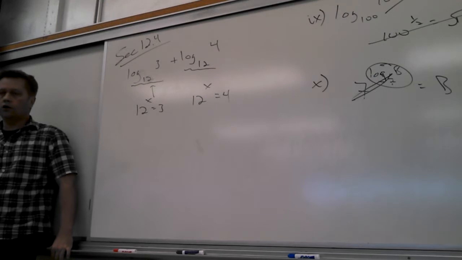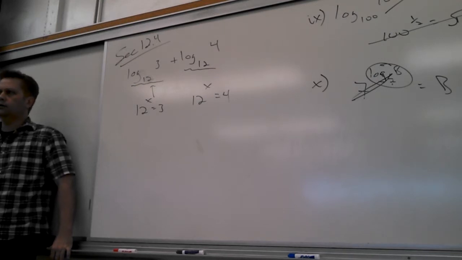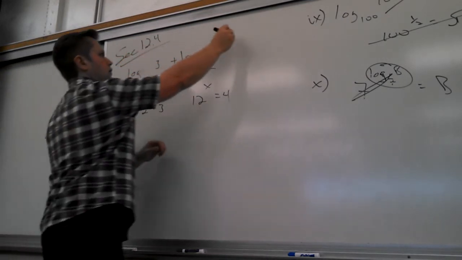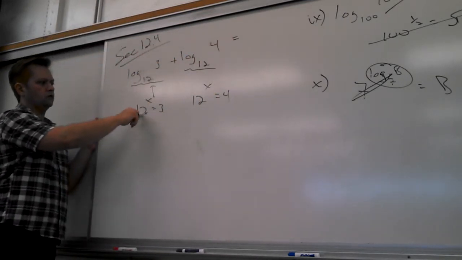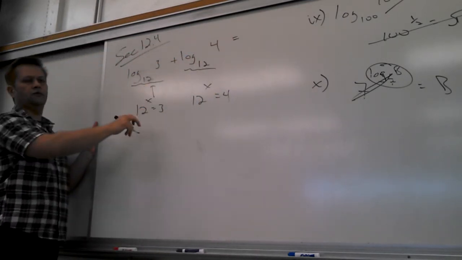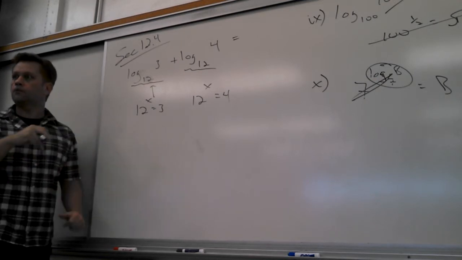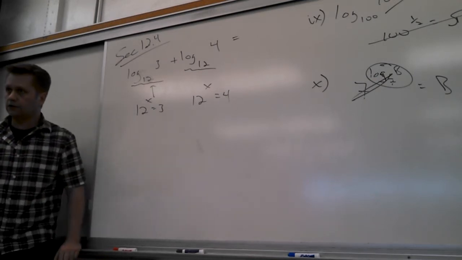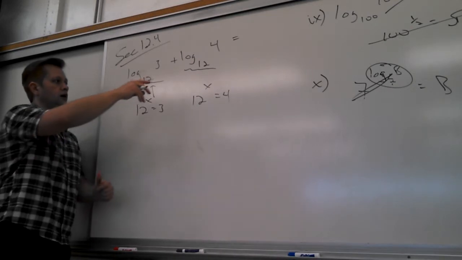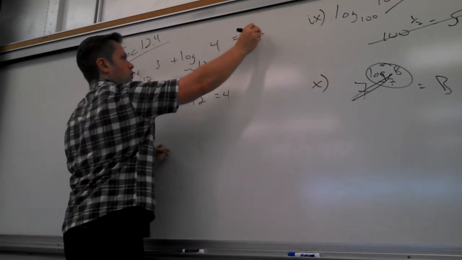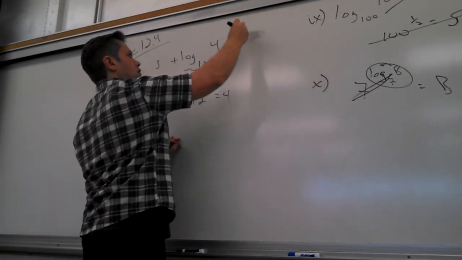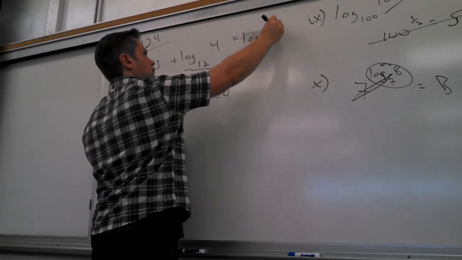Wait, so that's the answer? No. We've got to figure out now what happens when you add these together. So if that power makes 12 become 3, and that power makes 12 become 4, it's 3 times 4. Then you would multiply this to become 12. Sorry, be log base 12 of 12.